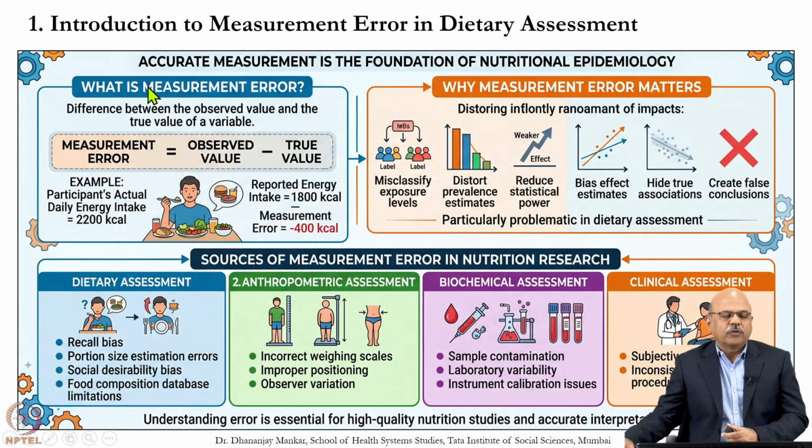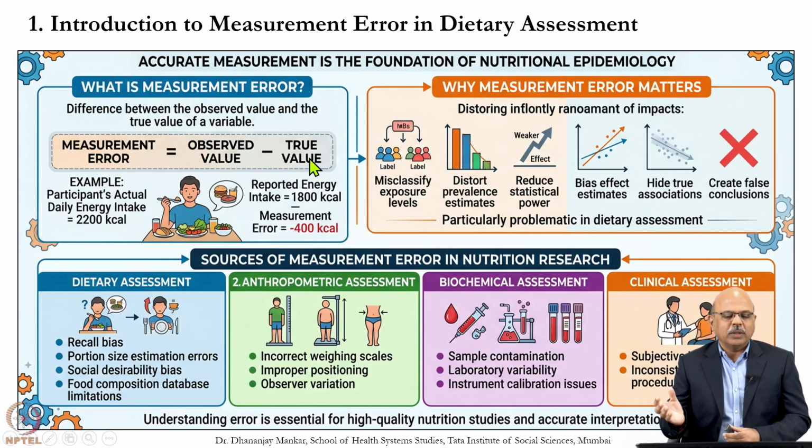Okay, so first we'll try to understand what measurement error in dietary assessment is. As we all know, accurate measurement is the foundation of nutritional epidemiology. Measurement error may cause a lot of issues with respect to the participant and even the values that will be taken ahead. It is the difference between the observed value and the true value of the variable, so measurement error is equal to observed value minus true value.